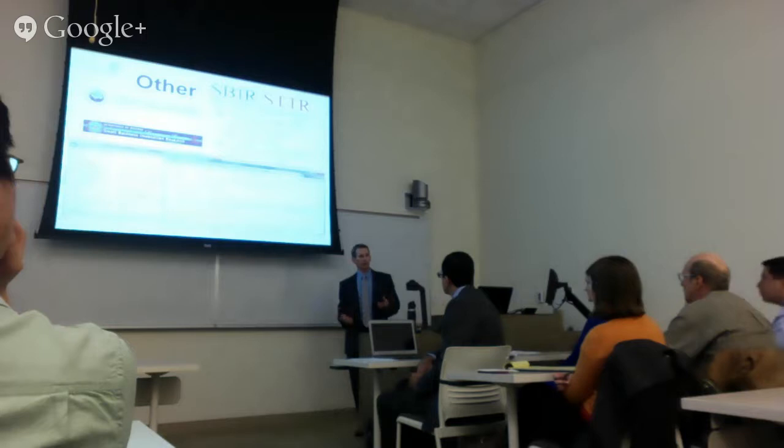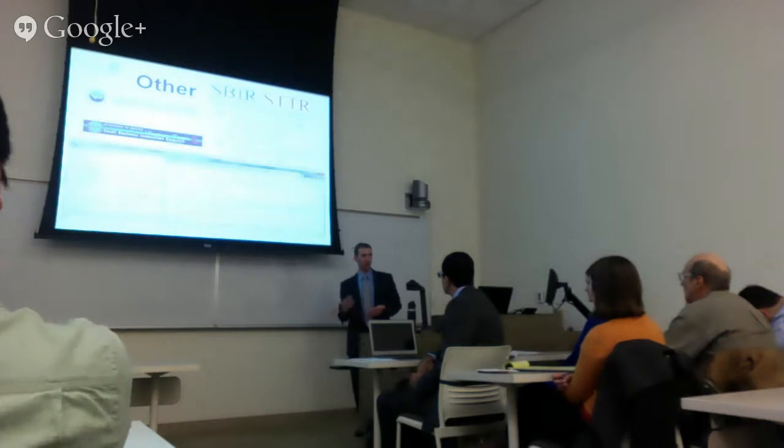Funding level is similar between DoD, NIH, and NSF. They're mostly all between like 10 and 20% for SBIRs. It really depends. For NIH, it can be very different between institutes, but it's typically 10 to 20%.